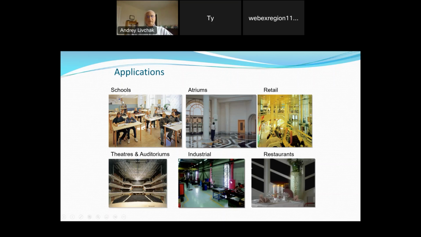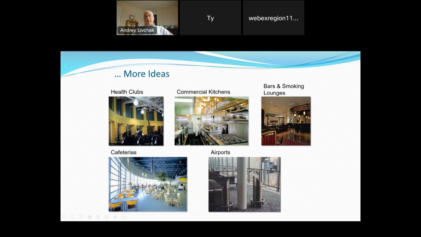You can see displacement diffusers installed near the floor. We use it in restaurants, as I mentioned before, as well as health clubs and commercial kitchens. It's been used also in smoking lounges, cafeterias, and in airports. This is a picture from Dallas Airport.